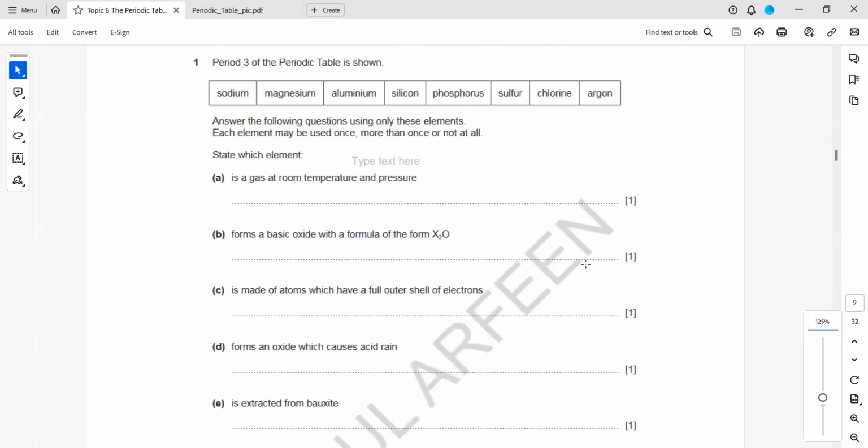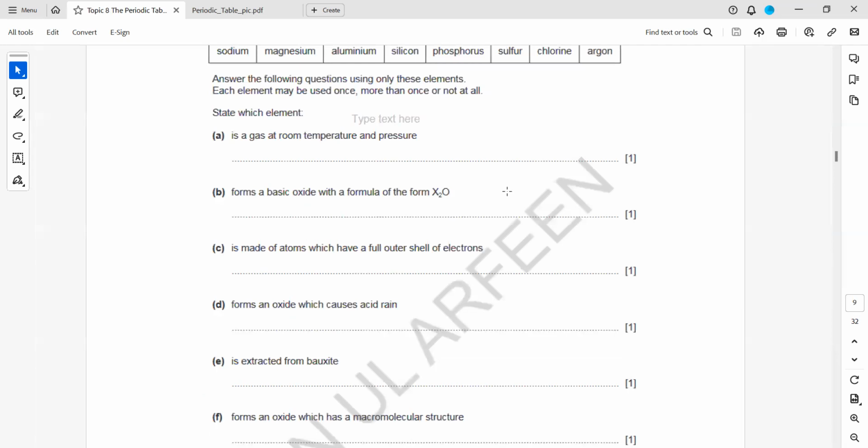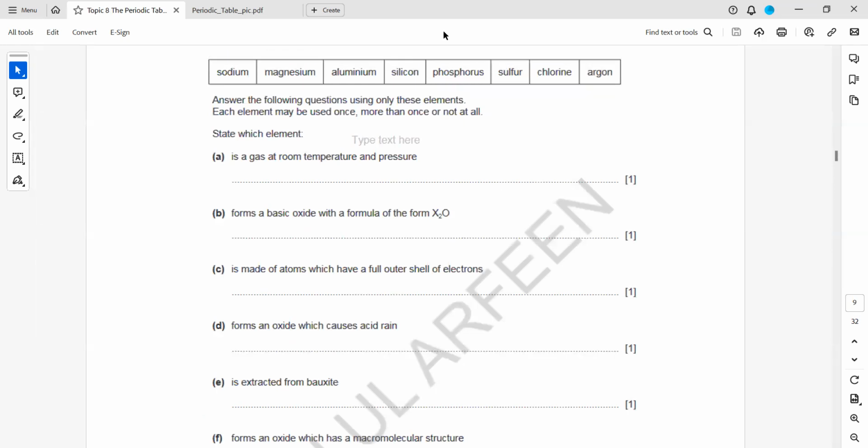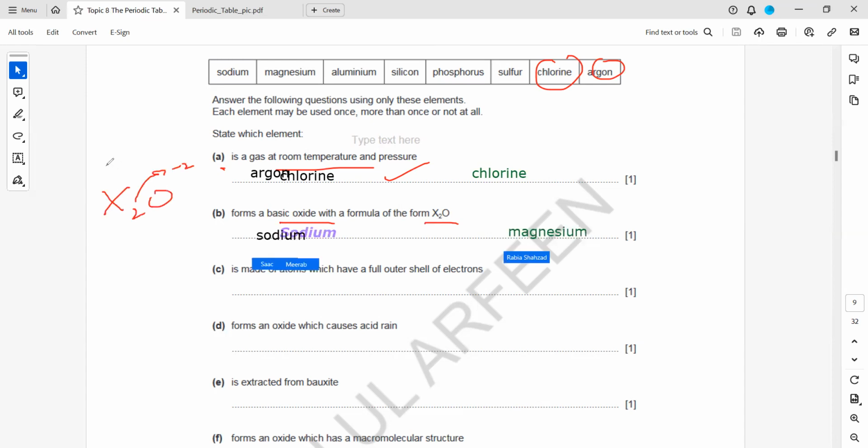Then we have period 3 elements: sodium, magnesium, aluminium, silicon, phosphorus, sulfur, and so on. Answer the question using these elements once, more than once, or not at all. Is a gas at room temperature and pressure? So chlorine or argon, both are acceptable. Form a basic oxide with the formula X2O, means it is a group 1 oxide because the valency of oxygen is -2, so this will be +1. So you cannot mention magnesium.